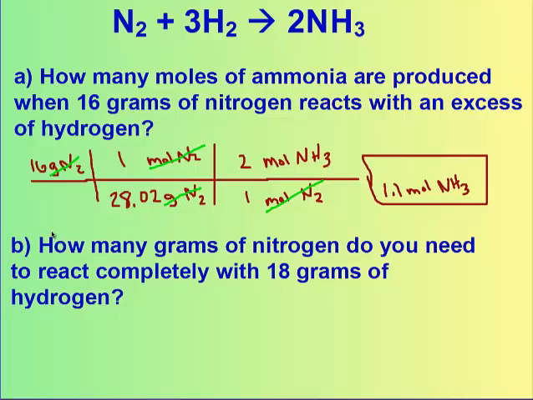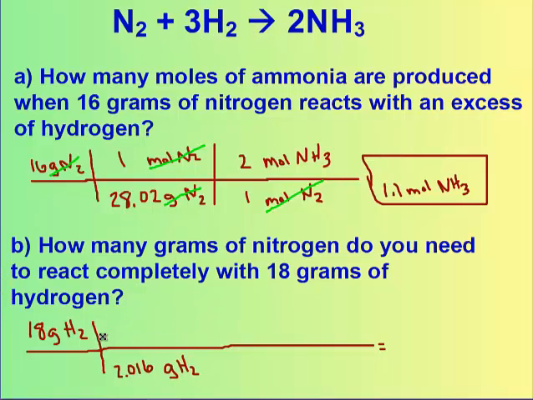Let's look at the next one. We're starting with 18 grams of hydrogen. If we have 18 grams of hydrogen, we're going to have grams hydrogen on bottom. And hydrogen is diatomic. We can also tell that from the balanced equation. Its molar mass is 2.016. First step is convert grams to what we're looking. Convert grams to moles. And it's always 1 mole equals so many grams.